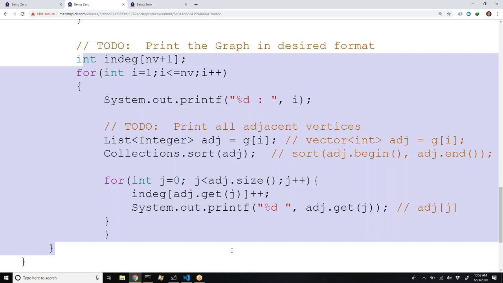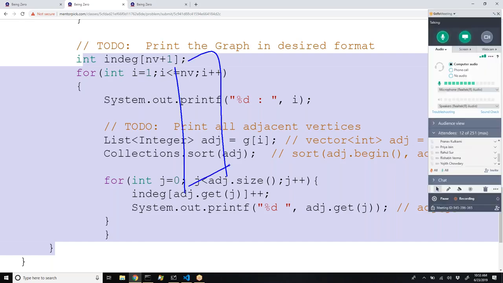For in degree of one vertex, do we need a nested loop or not? Yes, we do. If you directly access, you can get outgoing edges. But incoming edges you only get by traversing the list. For in degree, you need to look at all the adjacency lists.